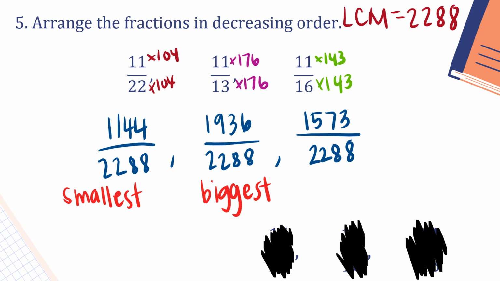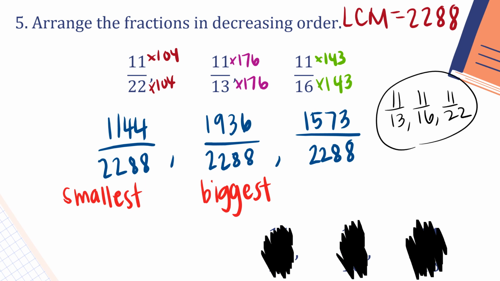Decreasing means the biggest one goes first. So that's going to be, let me change the color. Okay, so biggest goes first, so that's this middle one, so that's 11 over 13. Then the middle one is 11 over 16. Then the smallest one is 11 over 22. Yeah, that's decreasing order. That means the biggest one goes first, then they get smaller each time.